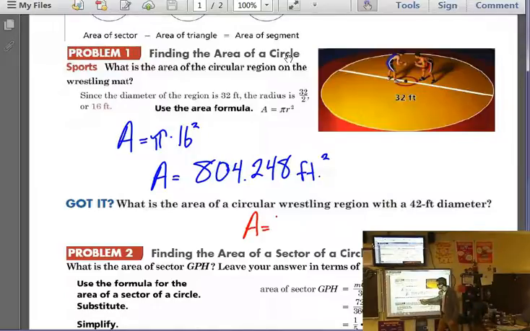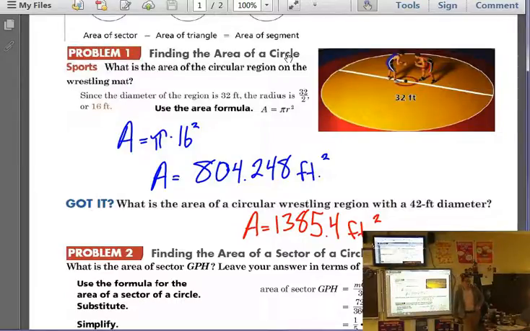1385.4. So to do that again, the big thing here with circles is your area starts to get much larger, much faster because of that square component. When we square the radius first before we multiply by pi, a change of just a couple feet as my values get larger and larger makes a very dramatic change in the actual area.